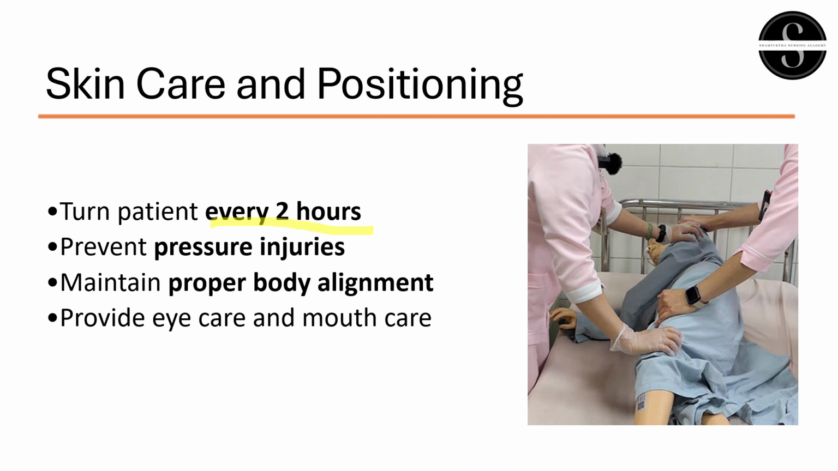To prevent pressure injuries, advanced dressings are available nowadays. So in case of a high risk patient, we can use devices like advanced dressings in order to prevent pressure injuries. Maintain proper body alignment. Where there are pressure points, we can put some sort of cushion or gloved bag, some other cushioned bag, on the pressure points. Provide eye care and mouth care in order to make the patient feel good.